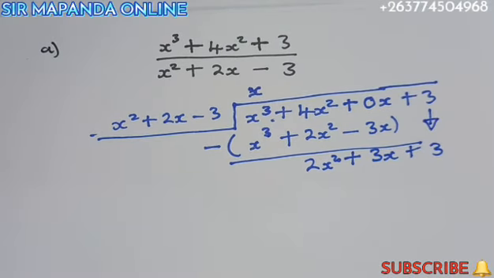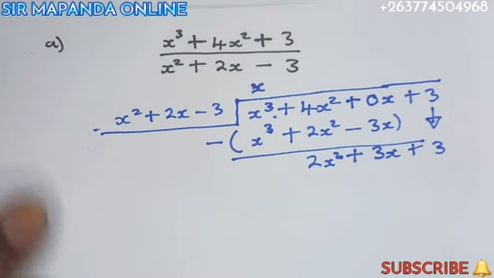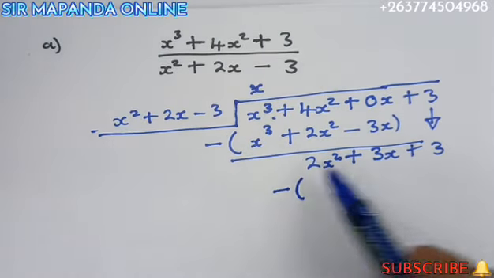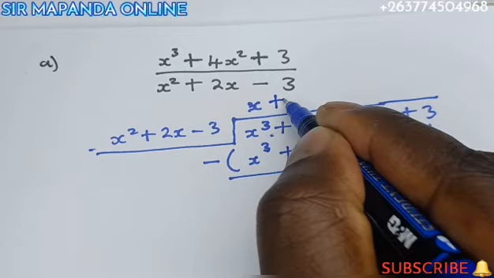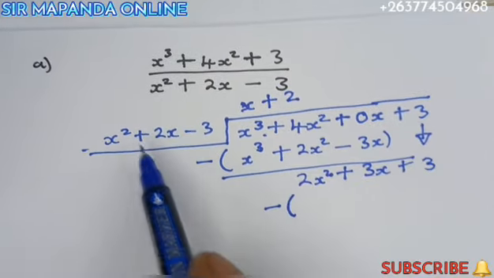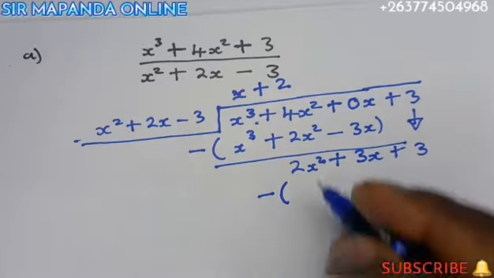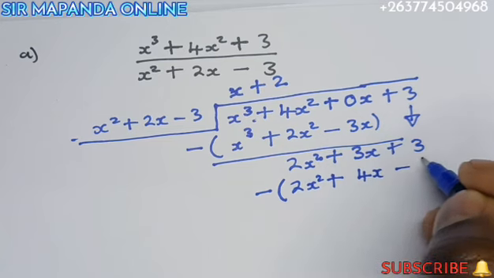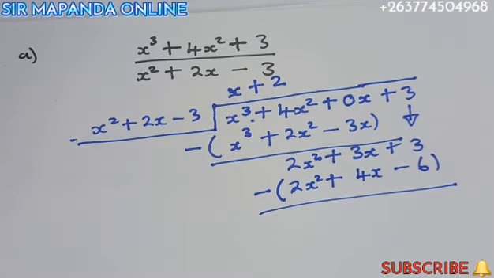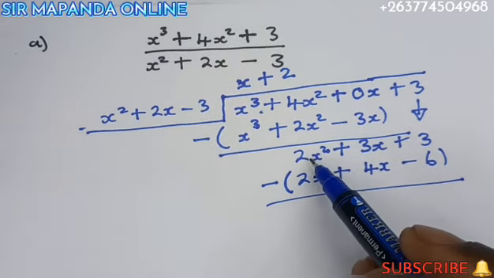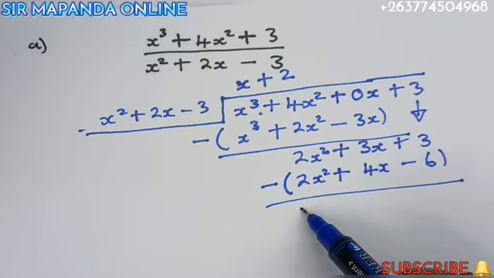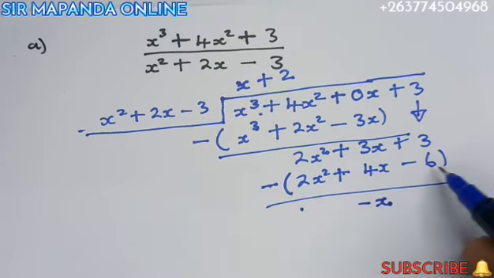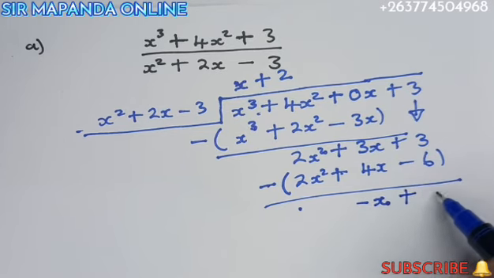You can notice that x squared can enter into 2x squared, so the process must continue. x squared into 2x squared gives you 2. You write 2. Then you take this 2 to multiply all the terms on the divisor. You get 2x squared plus 4x minus 6. I hope you are following. So 2x squared minus 2x squared, you get 0. 3x minus 4x, you get minus x. Minus and minus, you get plus. 3 plus 6 gives you 9.